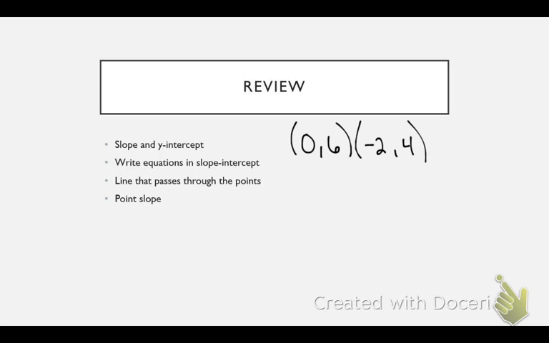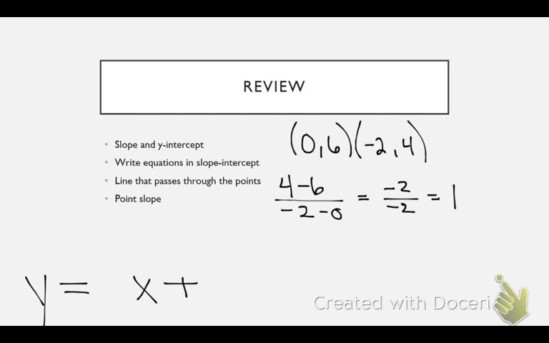In order to write this equation, I need to know the slope. Is there any way I can figure out the slope based on this information? Sarah? What's my formula to find slope? y2 minus y1 over x2 minus x1. Yeah, there we go. 4 minus 6 over negative 2 minus 0, x2 minus x1. Negative 2 over negative 2 is positive 1. Where does the 1 go? Down here, yes, the 1 goes for m in front of x.